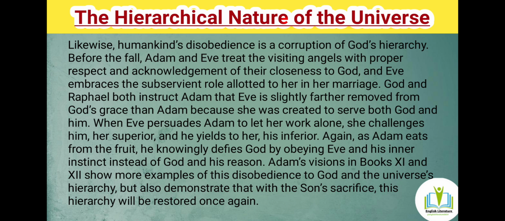When Eve pursues Adam to let her walk alone, she challenges him, her superior, and he yields to her, his inferior. Again, as Adam eats from the fruit, he knowingly defies God by obeying Eve and his inner instinct instead of God and his reason. Adam's visions in Books 11 and 12 show more examples of this disobedience to God and the universe's hierarchy, but also demonstrate that with the Son's sacrifice the hierarchy will be restored once again.